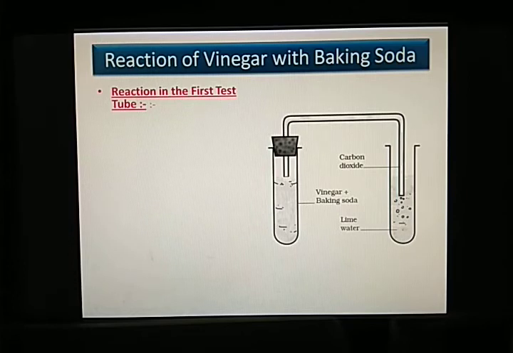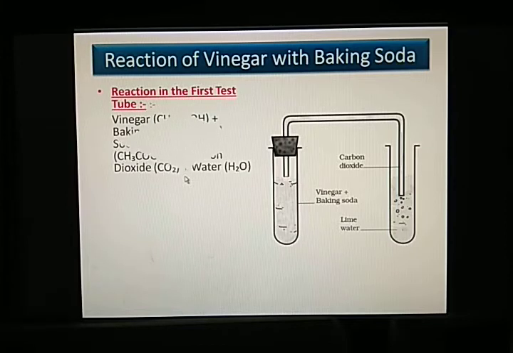What actually is occurring? First of all we take vinegar. Vinegar is a solution, a liquid type of thing. Vinegar, that is acetic acid actually, and then we add baking soda to it. Clear? And the reaction you can see: vinegar, that is CH3COOH, the chemical formula of acetic acid, and baking soda, that is NaHCO3.